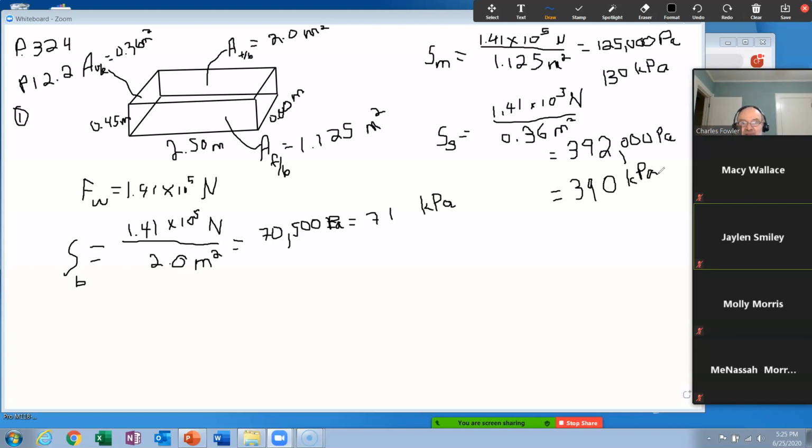If you lay it flat, it's still a pretty good stress, 71 kilopascals. Put it up on the middle edge and it jumps up to 130 kilopascals. Put it on the small edge and it jumps all the way up to 390 kilopascals. That's how much stress that crate's putting on the floor. Same crate, but it just depends on the surface area. That's your spike heel on your toe. This is the tennis shoe heel on your toe, okay? The pressure, the stress is much less.